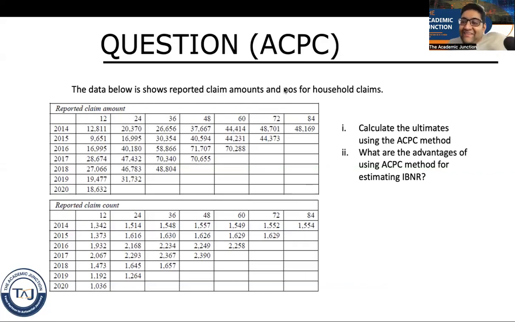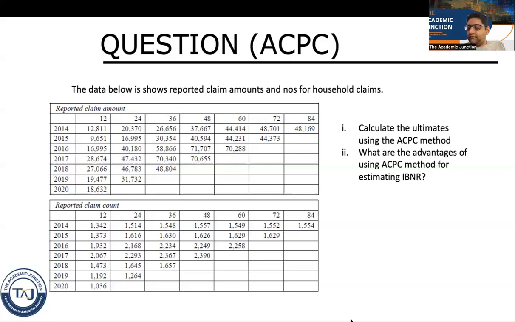Okay, let's start with the broad steps. Tell me what steps you followed. Like what was step one, step two, step three? Give me an overview of the steps. So my step one was to first calculate an average cost triangle, which is my first triangle divided by second triangle. Then I projected the average cost triangle separately and the count triangle separately.